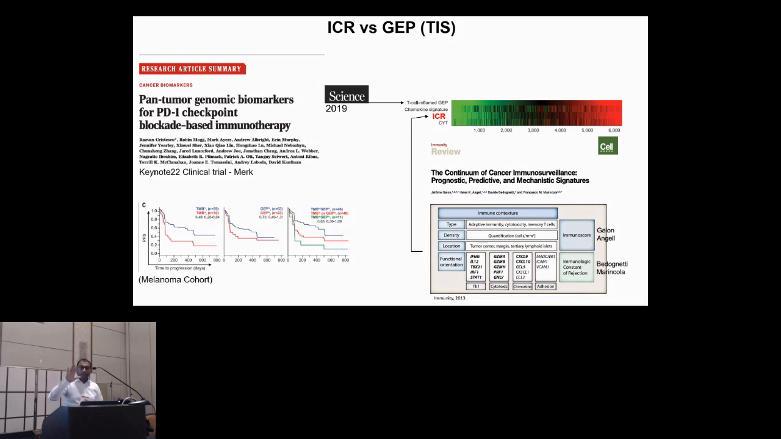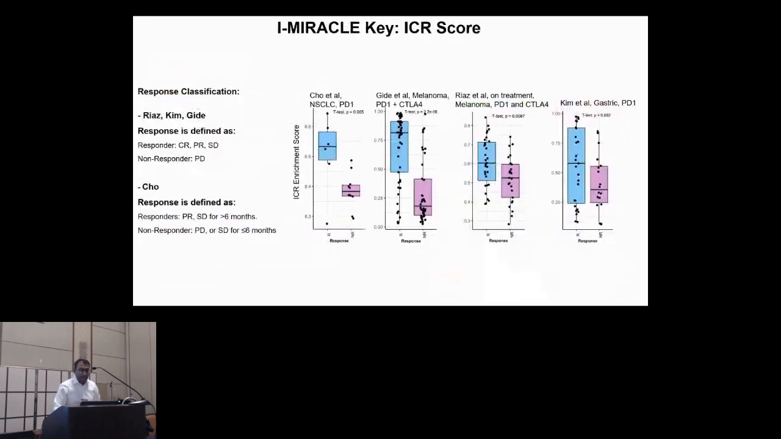And at the same time, there will be no differences in the chemotherapy arm. Again, an additional point: in different data sets, when you have complete responders, partial responders, stable disease and progressive disease, and you compare responders versus non-responders, ICR across different cancer types shows that you can differentiate responders from non-responders.